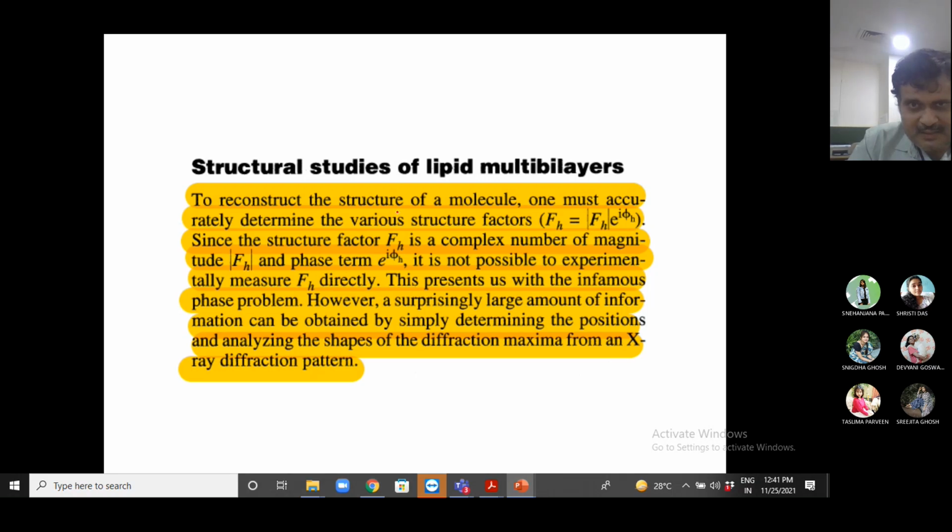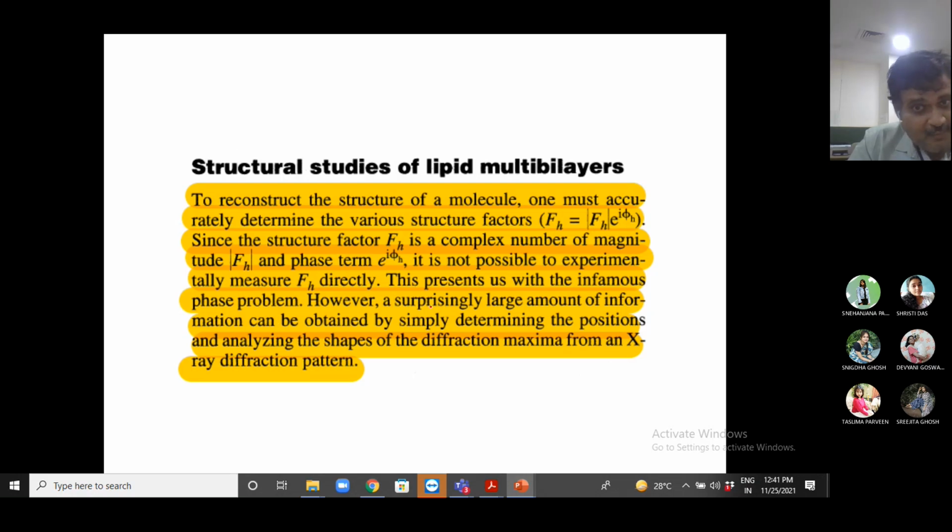To reconstruct the structure of a molecule, in this case the lipid bilayer, one must accurately determine the various structural factors, a very big expression. Since the structure factor Fh is a complex number with a magnitude Fh and a phase term, it is not possible to experimentally measure Fh directly. This presents us with the infamous phase problem.